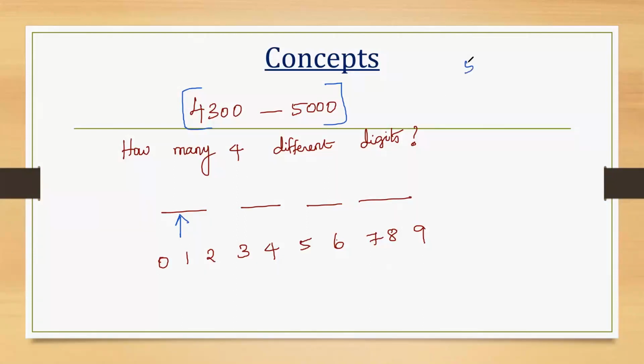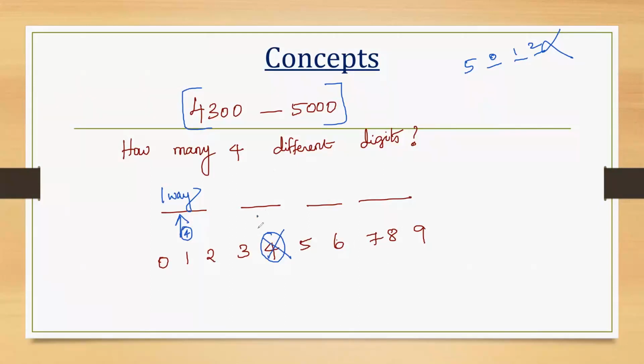If you apply 5 here, we have 3 more digits. If you fill them, definitely it will be more than 5,000, right? So only one option, which is 4. Only one way. 4 will be occupied in the first place. So clear? 4 is occupied. Different digits, right? So repetition is not allowed.